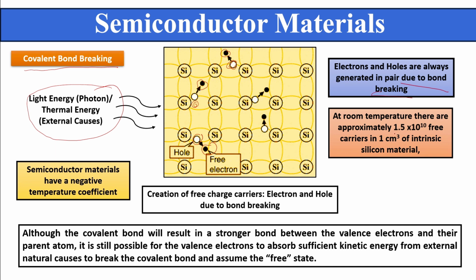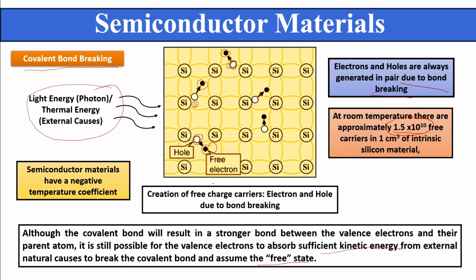At room temperature, the concentration of charge carriers in 1 cubic centimeter of intrinsic silicon semiconductor is approximately 1.5 into 10 to the power 10 charge carriers. That means the number of electrons and holes. So creation of free charge carriers always happens due to bond breaking. All the covalent bonds result in a strong bond between the valence electron and their parent atom. It is still possible for an electron to absorb some kinetic energy from external natural causes to break the covalent bond and assume the free state.